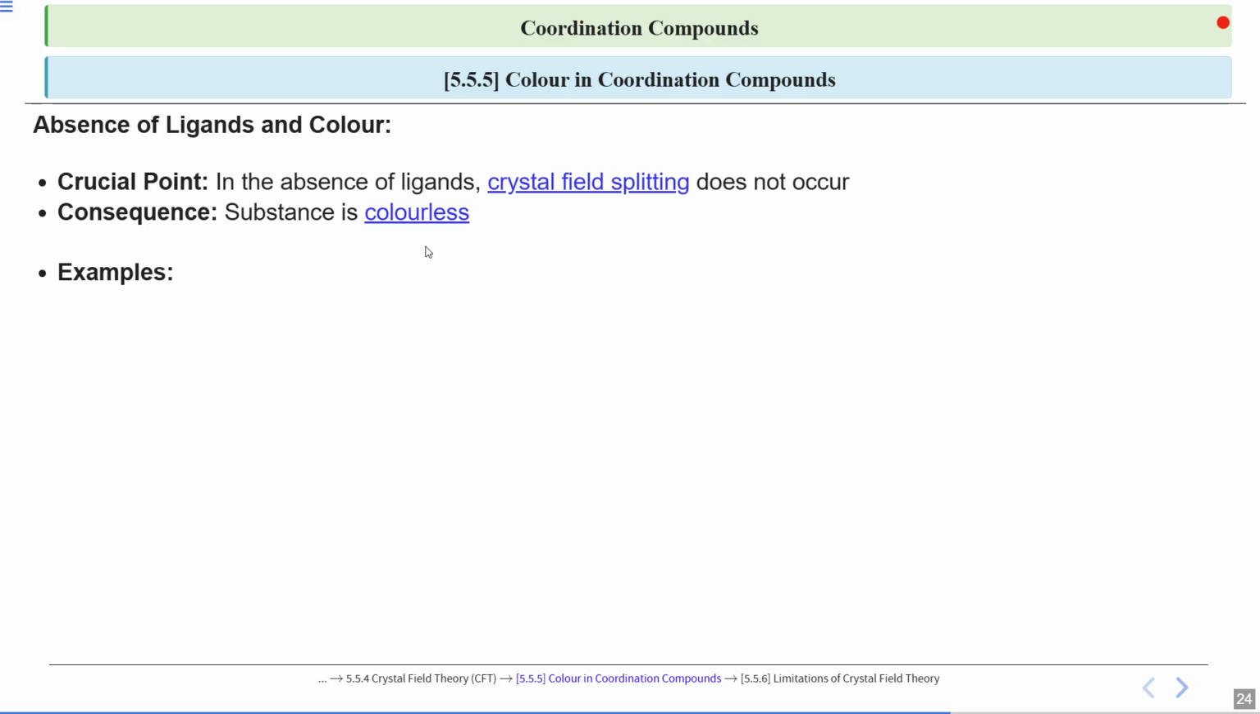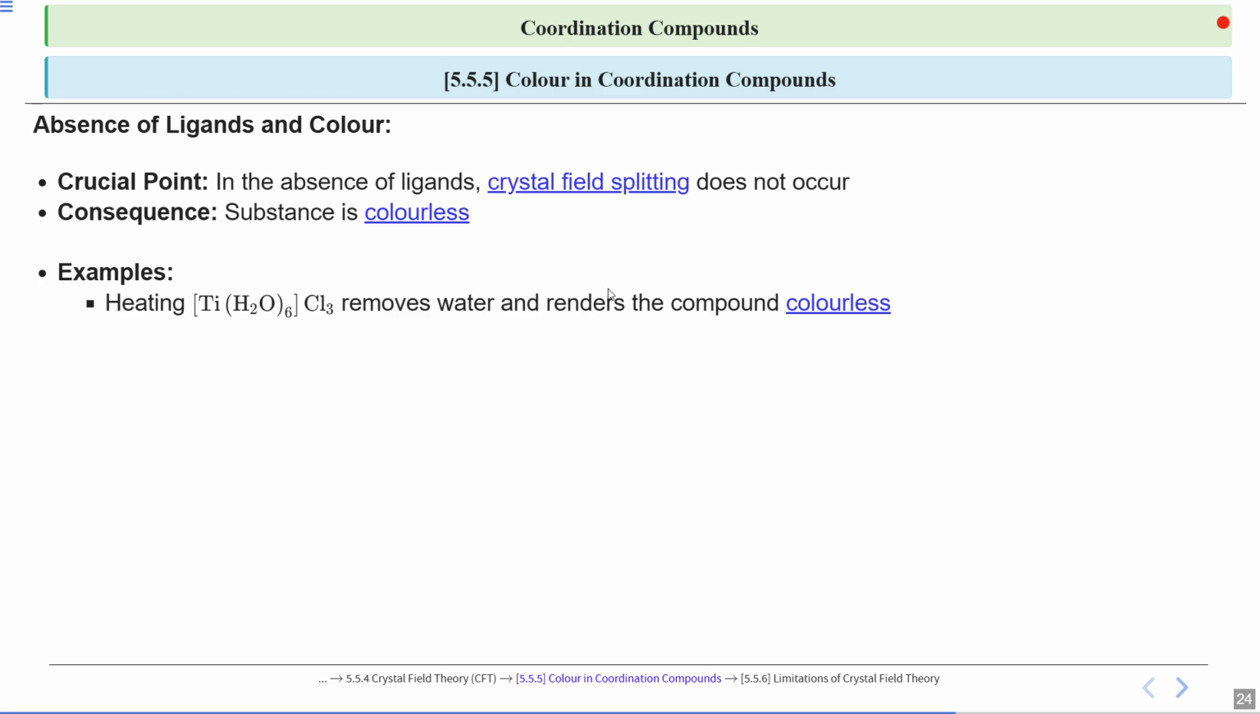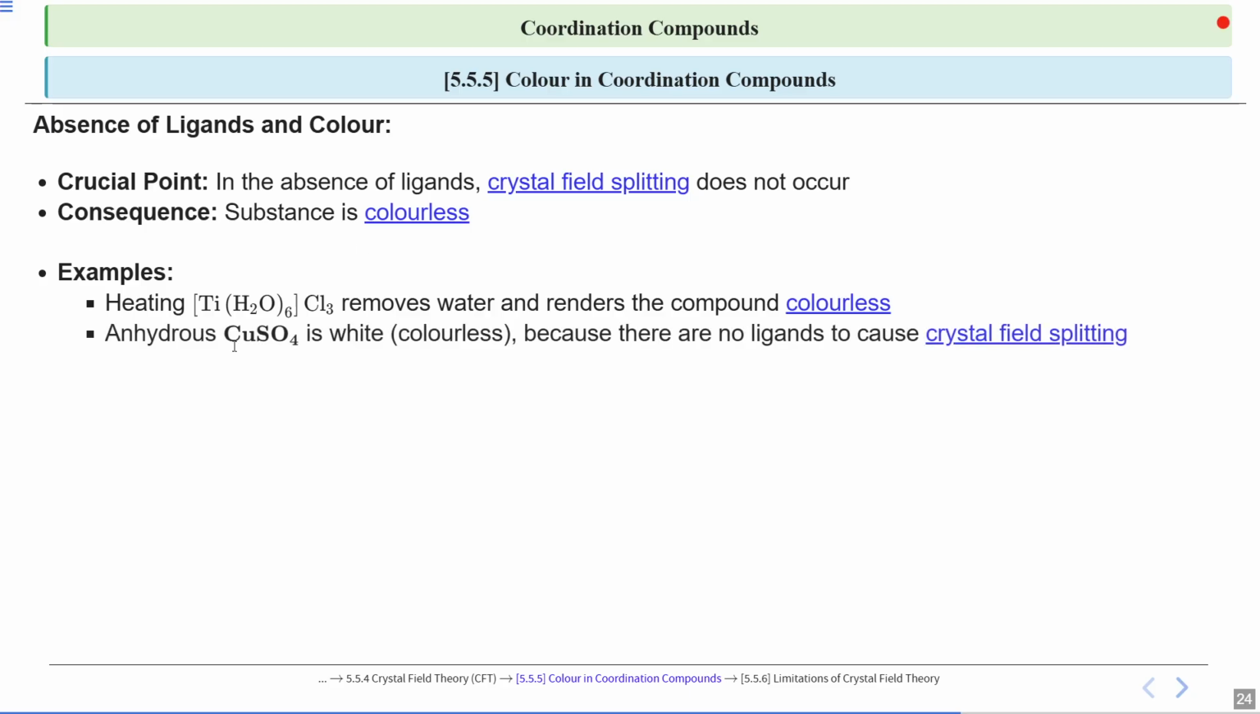The examples: heating of [Ti(H2O)6]Cl3 removes water and renders the compound colorless. If you heat this complex, the water will be removed and the compound will remain colorless. Anhydrous copper sulfate is white, or you can say colorless, because there are no ligands to cause the crystal field splitting. Due to the absence of crystal field splitting, there is no color shown by the anhydrous copper sulfate.